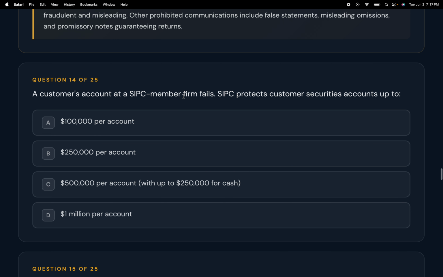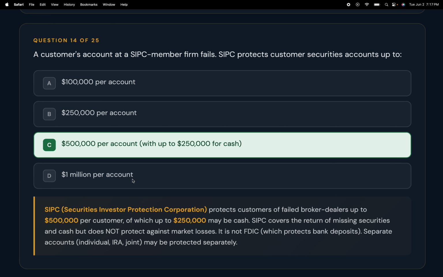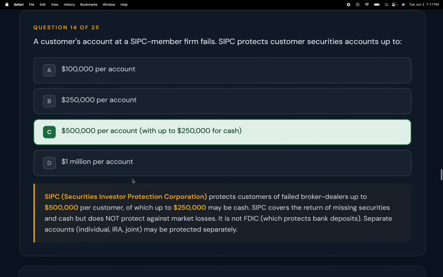A customer account at a SIPC member firm fails. SIPC protects customer securities for up to $500,000 per account, $250,000 of cash. Now, the one thing you've got to understand, here it is, this right here, does not protect against market losses. Okay? It does not protect against market losses. It's more for insolvency, legal stuff that they did. All right? It's against the law.